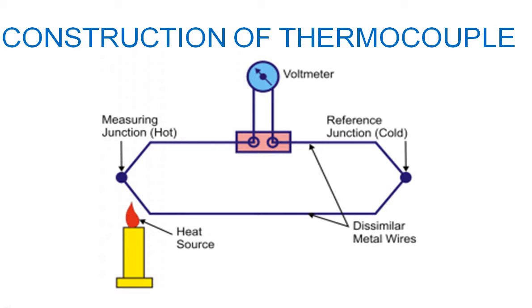For the heating part of the experiment, we put a candle over the measuring junction and heat it. Due to that, current flows, but the electron speed will differ in the two dissimilar metals. So on one side the electron flow will be higher and on the other side lower, and due to that there are voltage fluctuations in the voltmeter. That voltage fluctuation is calibrated in terms of temperature.